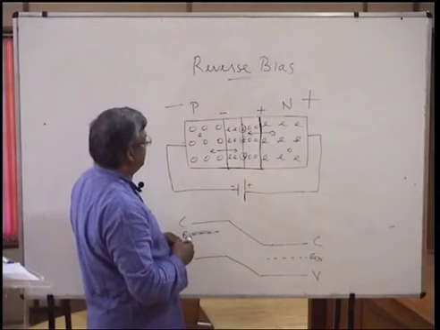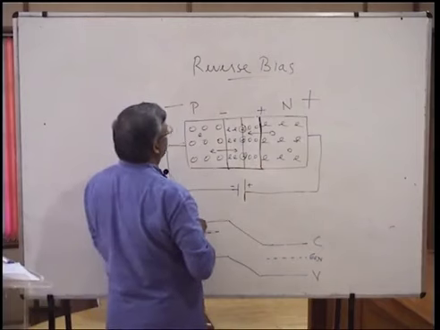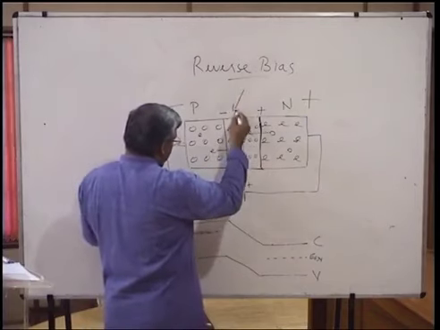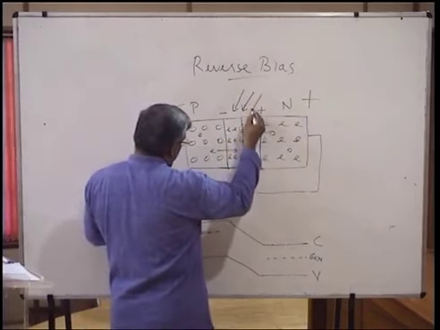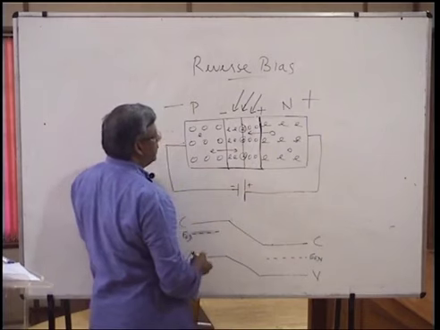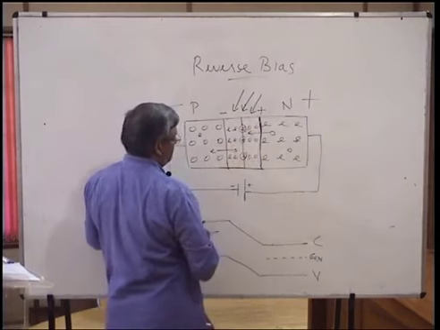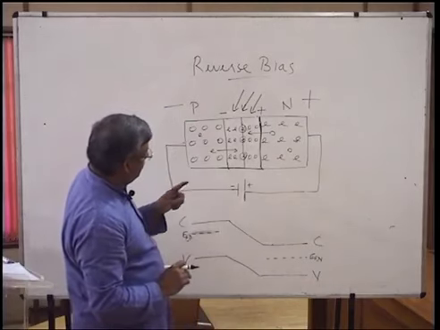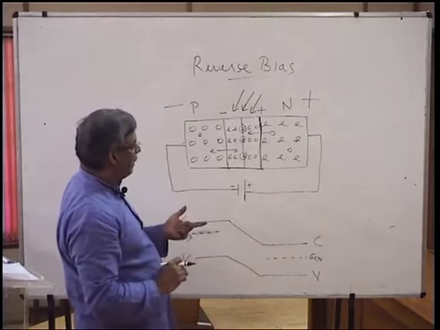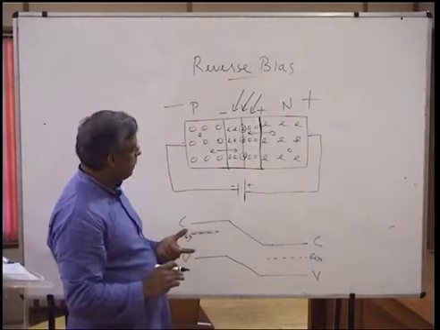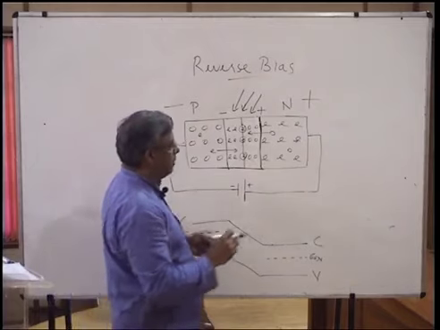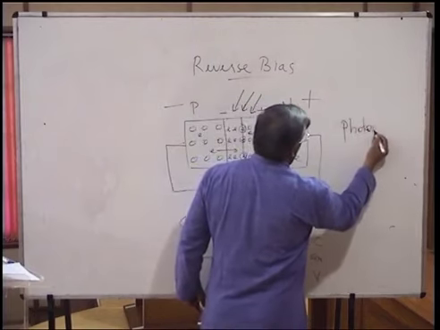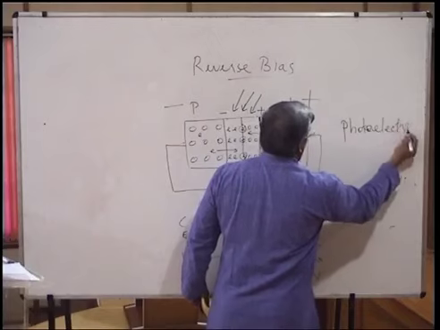Now let's imagine, towards this particular p-n junction, which is under reverse bias, let's throw light to see whether light will be absorbed by this. And you know, the absorption of light by any material is discussed under photoelectric effect.